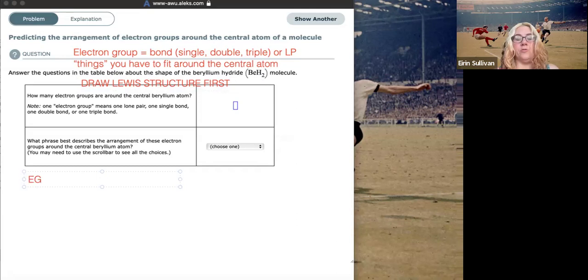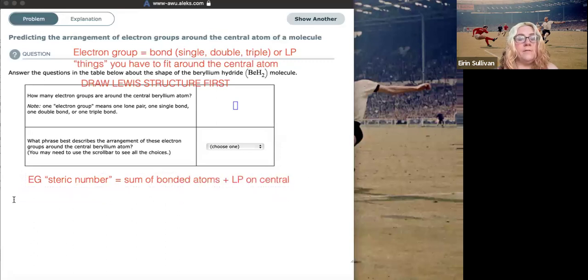So the number of electron groups is also sometimes called the steric number, and steric refers to space. And again, it's literally the number of things you have to put around the central atom. So it's a sum of the number of bonded atoms plus the number of lone pairs on central. So if we have two electron groups around the central atom, it's got to be bonded to two things.